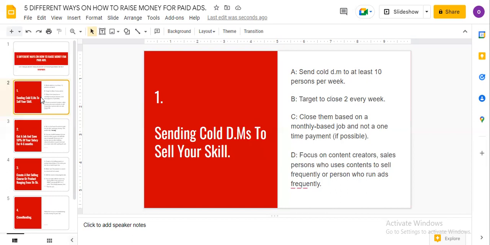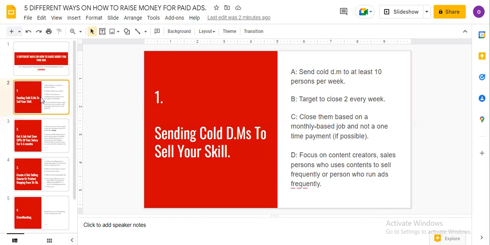This set of persons that have understood that, okay, advert is actually the backbone of a business. Now, when you close these persons on a monthly based job, they discover that, oh, I will always run ads, I'm not going to run one ad and stop. They can decide, okay, I'm going to run two different ads every month.